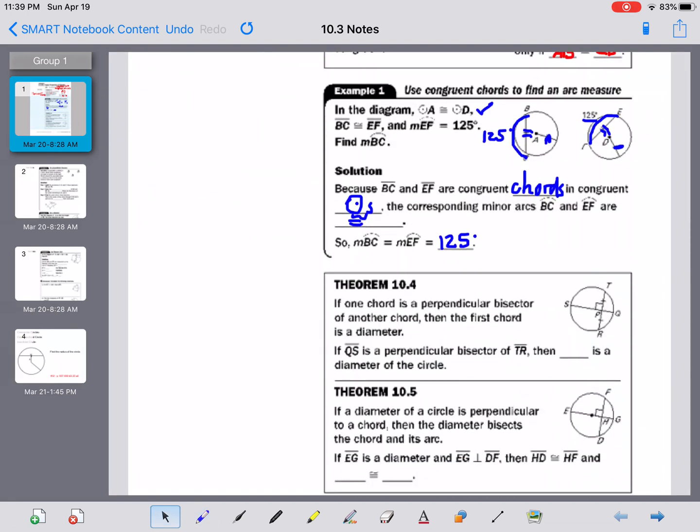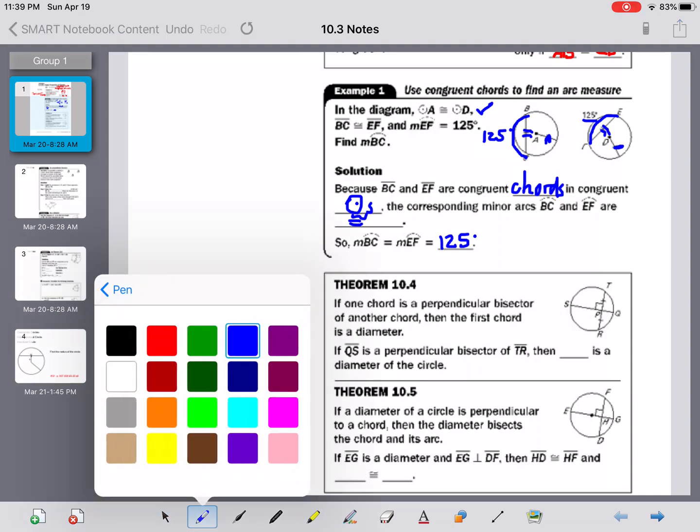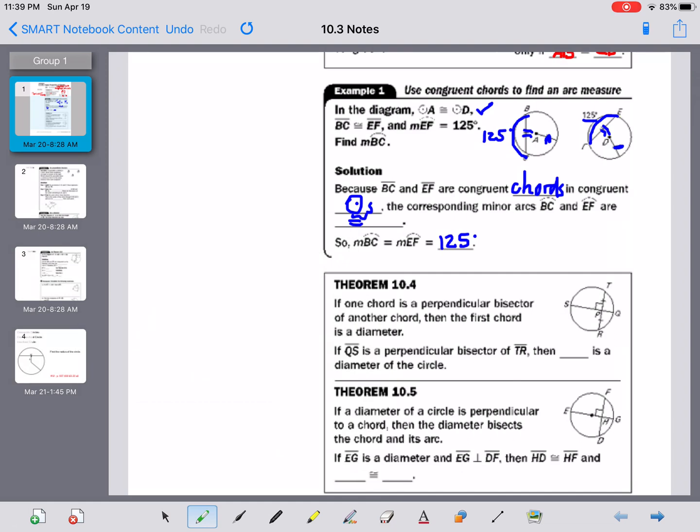So moving on to the bottom of the page, we have two new theorems down here. All right, the first theorem says if one chord is a perpendicular bisector of another chord. So you'll notice here that SQ in this circle is perpendicular and bisects this chord TR. Then the first chord that is doing the perpendicular and the bisecting is going to be a diameter. So QS here is perpendicular and it bisects TR. That means that QS or SQ, however you want to call it, because it doesn't matter, is going to be a diameter of the circle.